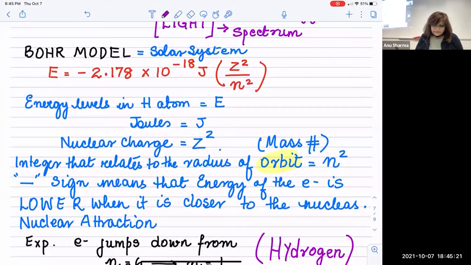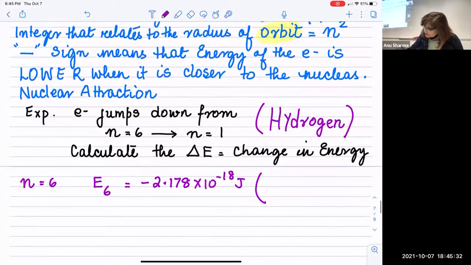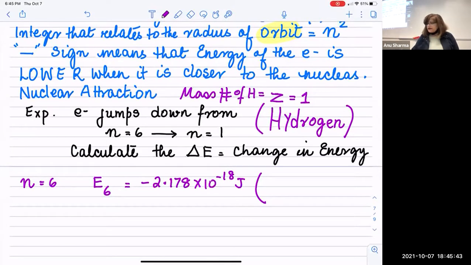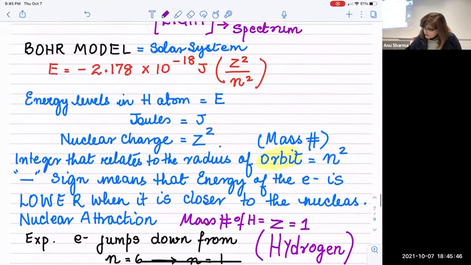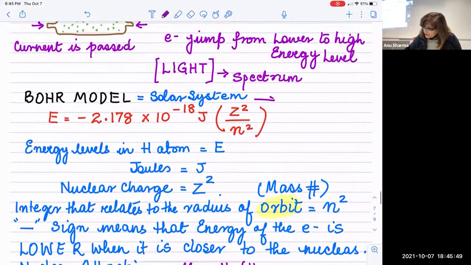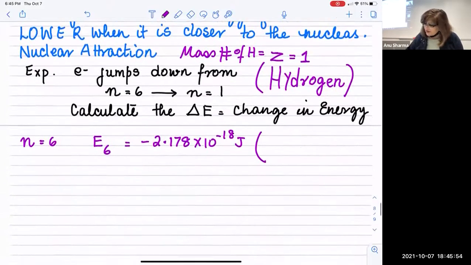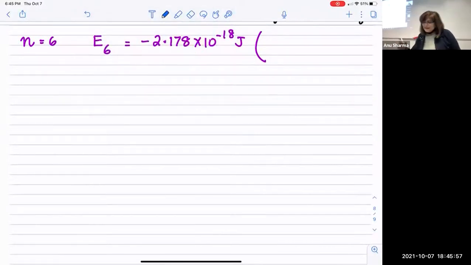For hydrogen, what is the value of the mass number? 1, very good. So Z is equal to 1. So all this Bohr model is only for hydrogen. It's very interesting. All this hard work for just one atom, and that also the baby of the whole periodic table.